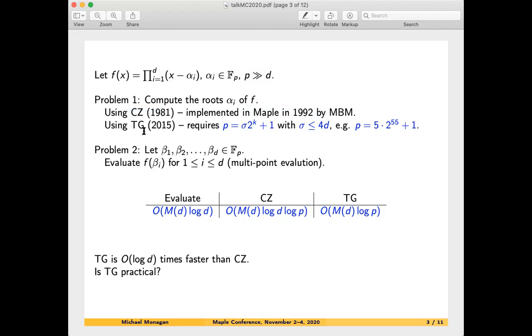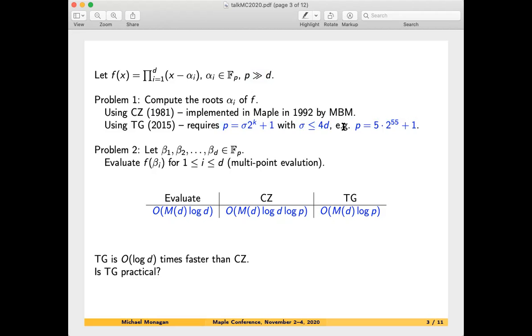There is a more recent algorithm. It's called the tangent graph algorithm. The authors of the algorithm are Grenet, Van der Hoeven, and Le Cerf. And it does have a restriction on the prime. The prime has to be a Fourier prime, a prime of the form some integer sigma times 2 to the k plus 1, where that integer sigma is not too big. And I have an example of such a prime. And so to use this algorithm, you need that the prime has this form.